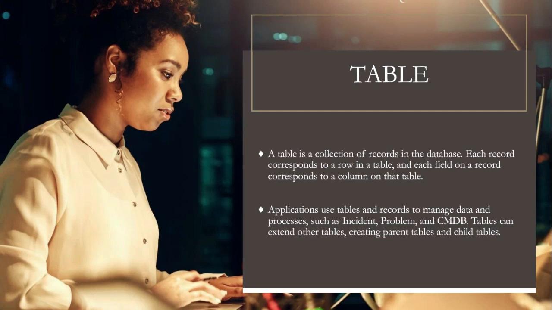A table is a collection of records in the database. Each record corresponds to a row in a table and each field on a record corresponds to a column on that table. Applications use tables and records to manage data and processes, such as incident, problem, and CMDB. Tables can extend other tables, creating parent tables and child tables.